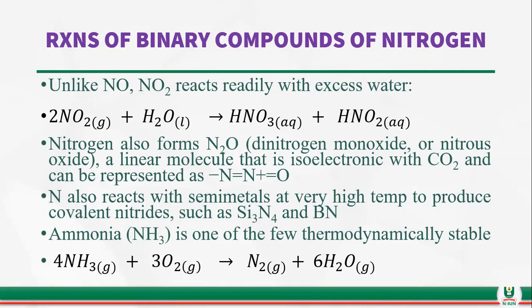the acid rain. Nitrogen also forms dinitrogen monoxide or nitrous oxide, a linear molecule that is isoelectronic with carbon dioxide. It's linear with bond angle of 180, just exactly like carbon dioxide.